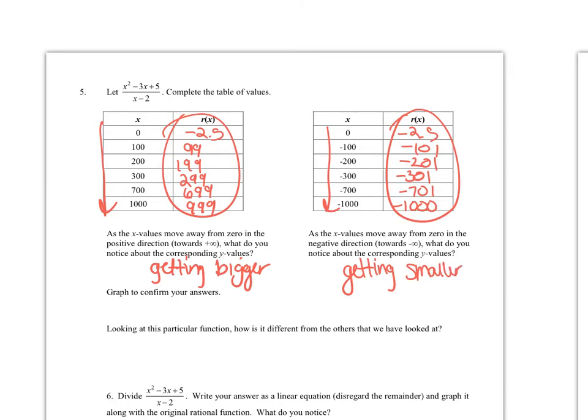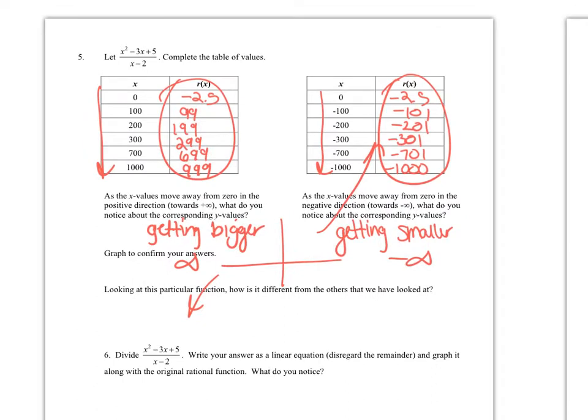So it says graph to confirm your answers. What you're going to see when you look at your graph is that over here it's approaching positive infinity, and down here it's approaching negative infinity. Okay, so it is different, and the reason is because we actually have what's called a slant asymptote instead of a horizontal asymptote.